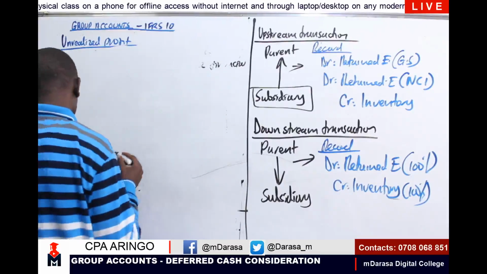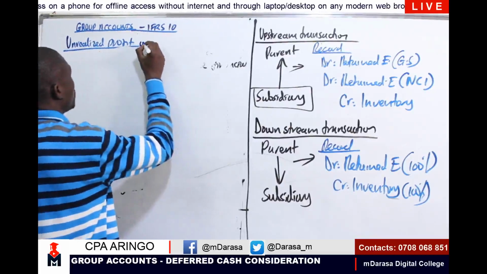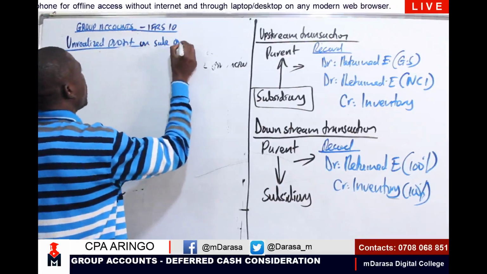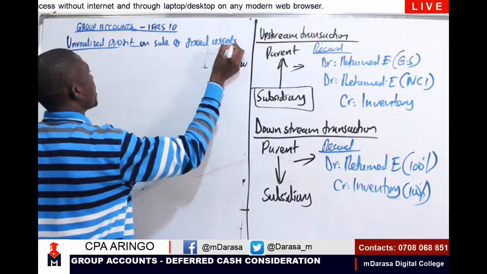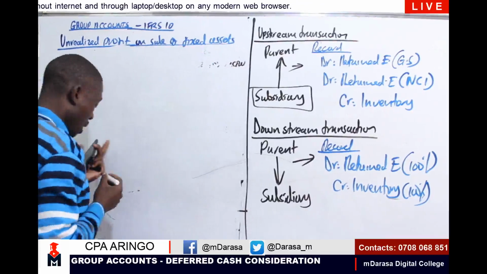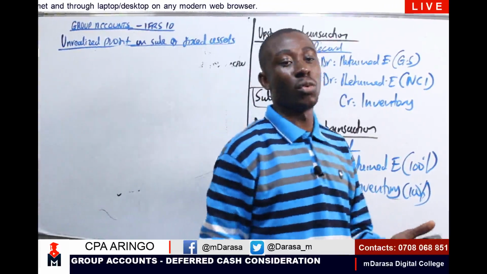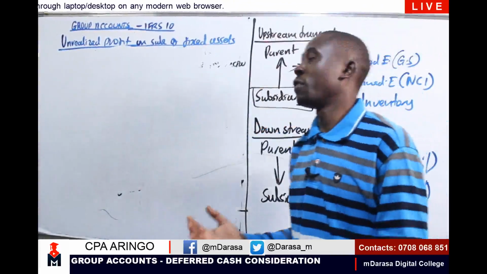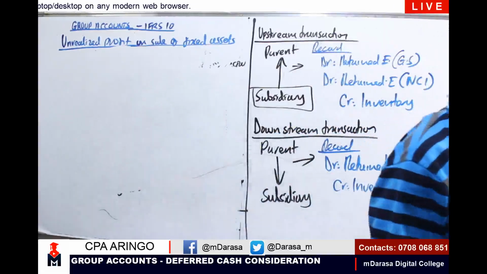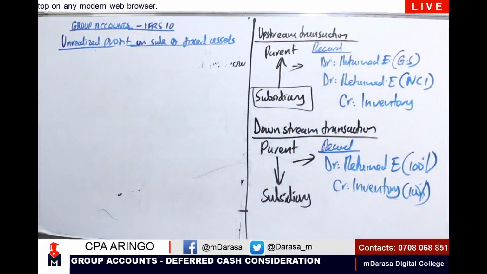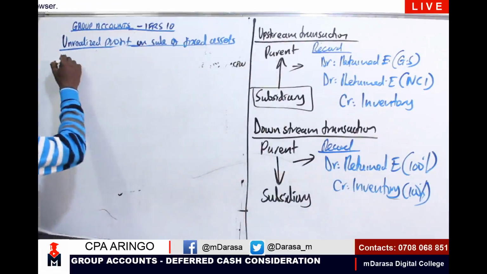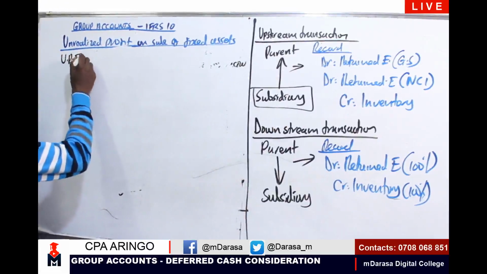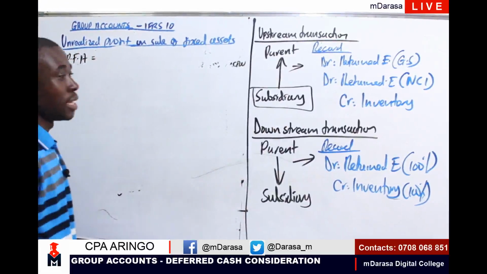How will this occur, my good students? So at this point, allow me to use UPFA, unrealized profit on fixed assets. UPFA, unrealized profit on fixed assets. How will this occur?